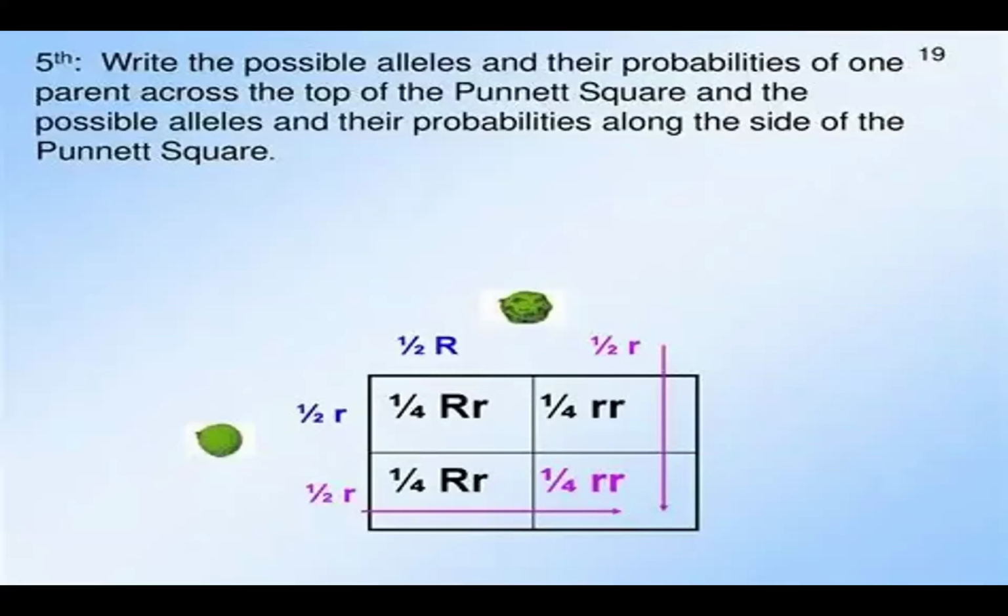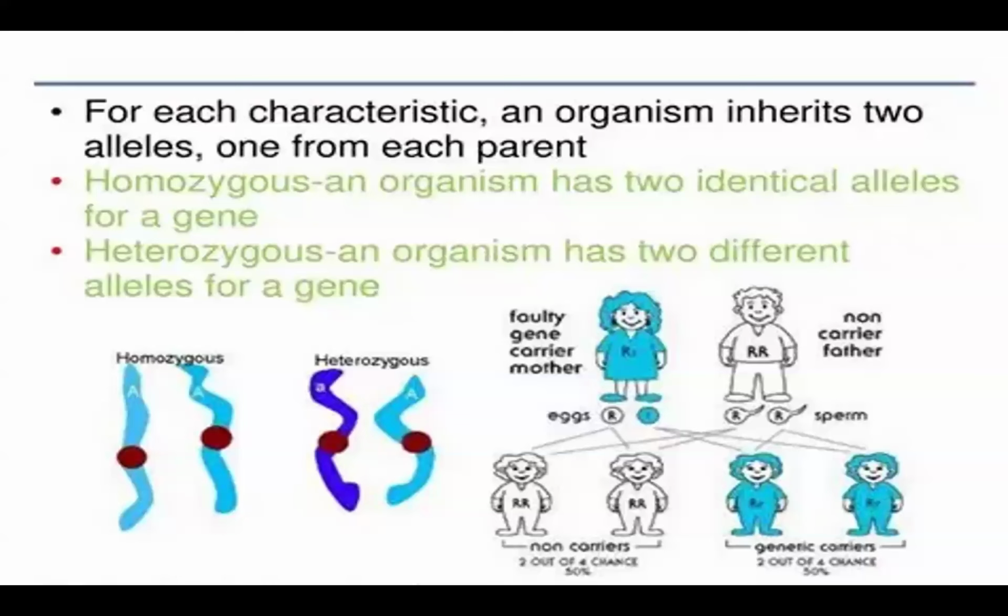The Punnett square is a simple yet powerful tool. You have to write the alleles of each parent on the top and side, and then fill in the boxes by combining alleles and analyze the results to determine genotype and phenotype ratios. For each characteristic, an organism inherits two alleles, one from each parent.